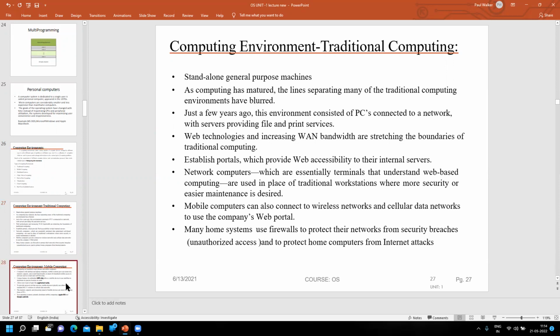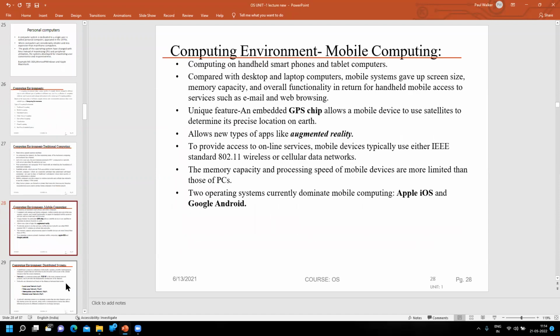Moving to the next system, mobile computing. Mobile computing is nothing but handheld devices. Compared to the desktop and the laptop, handheld devices are smartphones and tablets. A unique feature in mobile computing is an embedded GPS chip, which allows the mobile device to use the satellite and locate the user anywhere on earth.